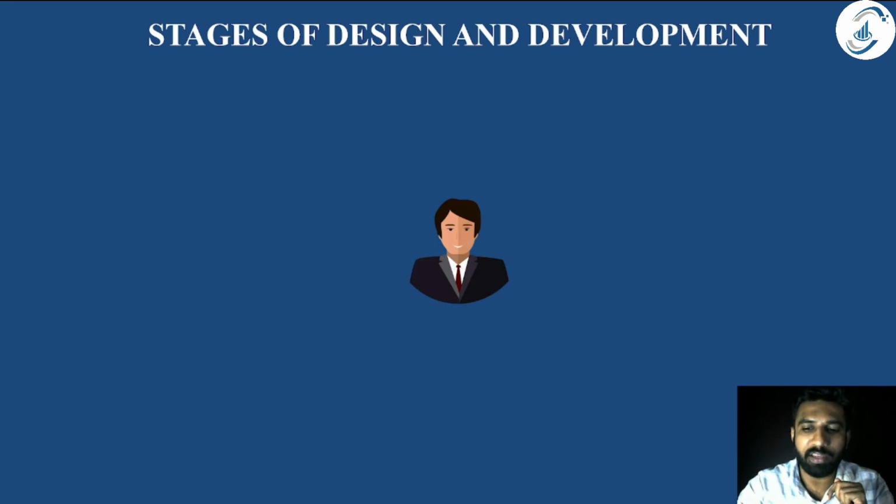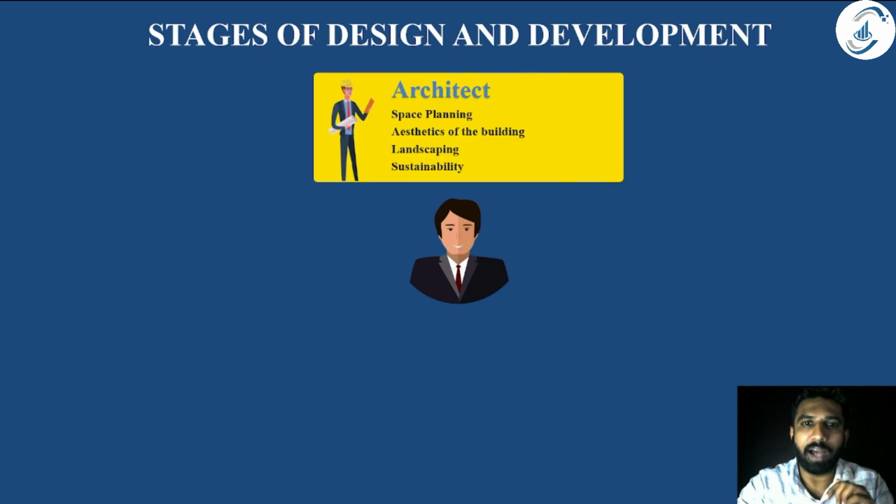So we have this client who approaches the architect. Now the architect is supposed to plan the space, that is floor plans. We have various other plans that are produced by the architect that we will get to know as we progress into the course. So he's responsible for space planning. He looks after the aesthetics of the building, in the sense the exterior elevation, the facades, the projections. He looks after the landscaping part of it, and he looks after the sustainability.